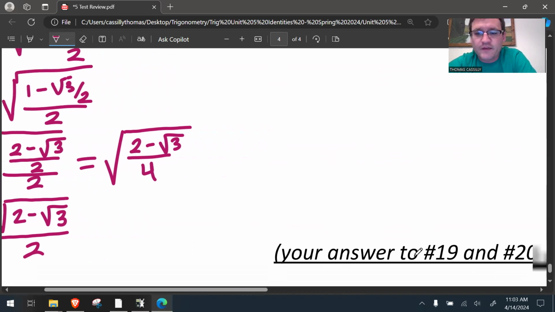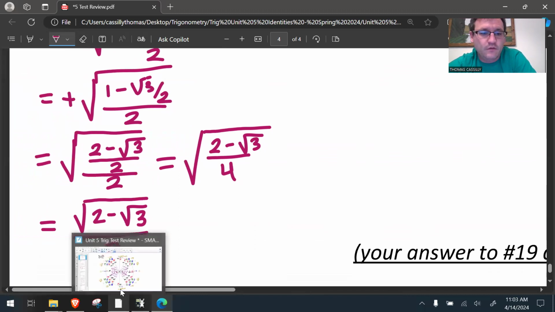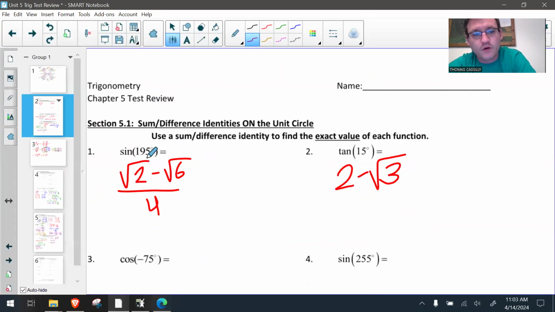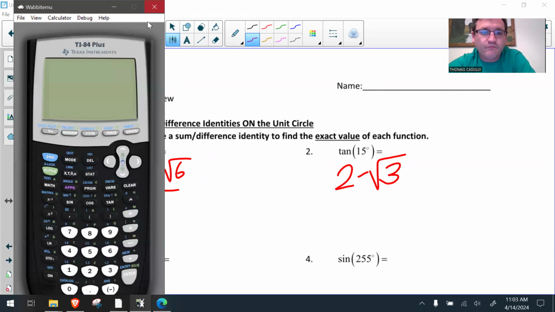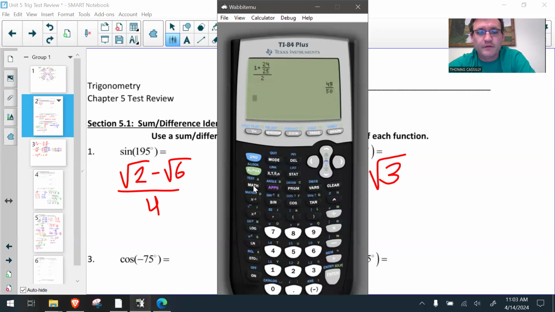All right. So you kind of have a square root inside of a square root here, and that looks kind of weird. And it says your answer to 19 should be the same as number 1, right? So let's see what we got on number 1. Number 1, we had square root of 2 minus square root of 6 over 4. Obviously, that's different. So let's see if that's the same decimal approximation. I'll put y equals square root of 2 minus the square root of 6 over 4. All right, so there's that decimal, some negative number.